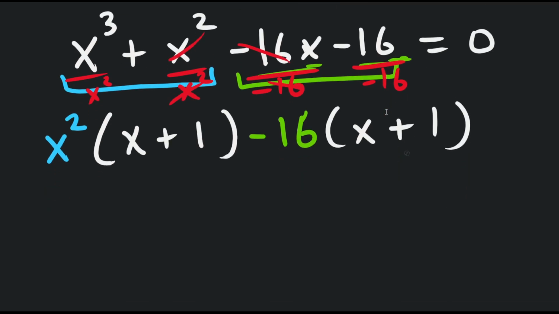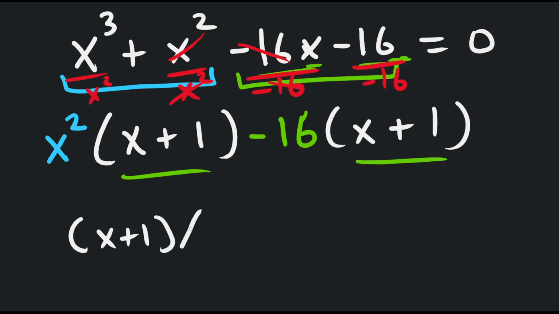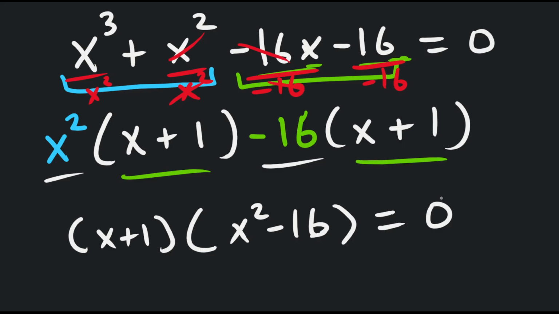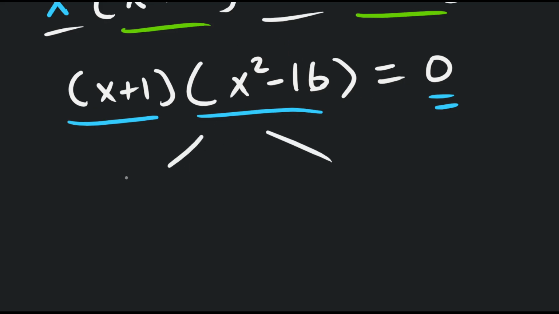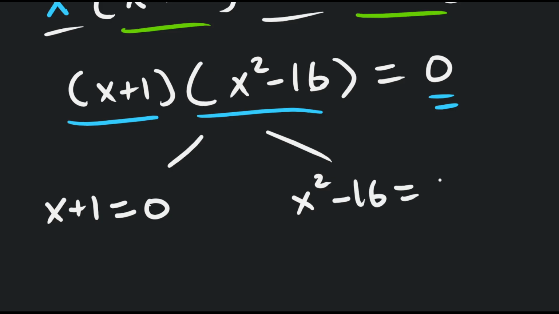And we're getting closer to factoring this by grouping. All we have to do is now factor the x plus 1 out of these. So let's factor the x plus 1 out of them. And then we are left with these terms, x squared minus 16 equals 0. And we're very close. So our next step here, we have something times something else equals 0. So we can split this up and have each of these factors be 0. So x plus 1 equals 0, and x squared minus 16 equals 0.